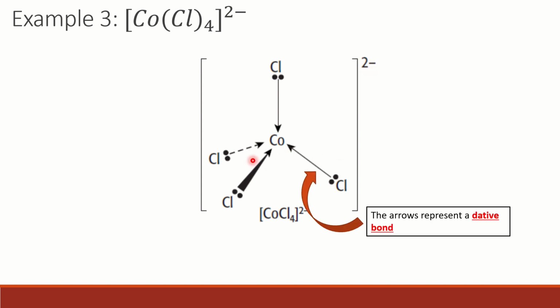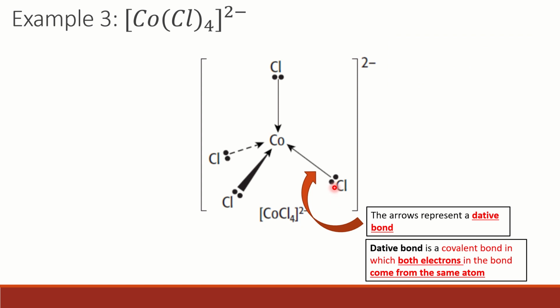Here is again the dative bond. Okay, the dative bond is when one of the atoms here contributes both of the electrons in bonding. Okay, so the Cl is providing both of the electrons, forming the dative bond. All of this here is a dative bond.